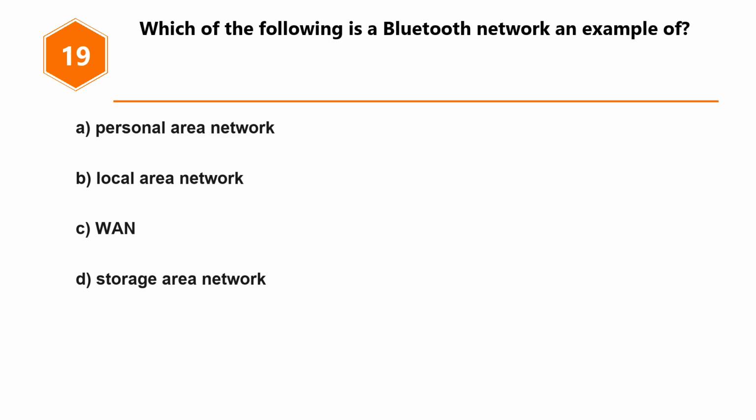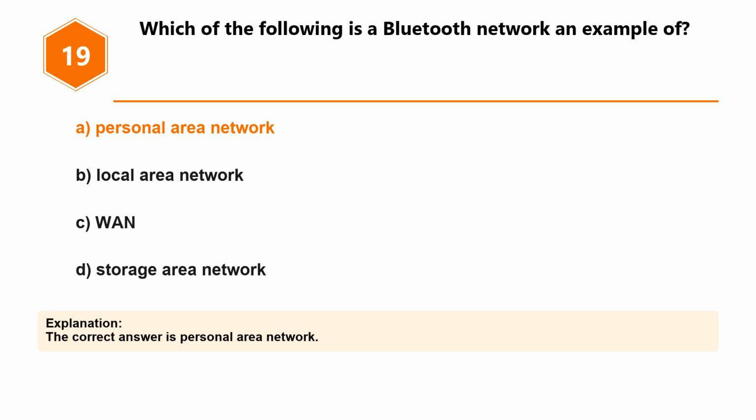Question 19. Which of the following is a Bluetooth network an example of? Option A, personal area network. Option B, local area network. Option C, WAN. Option D, storage area network. The correct answer is option A, personal area network.